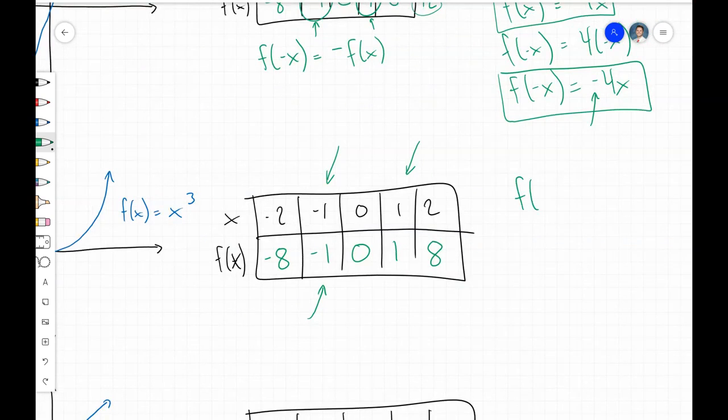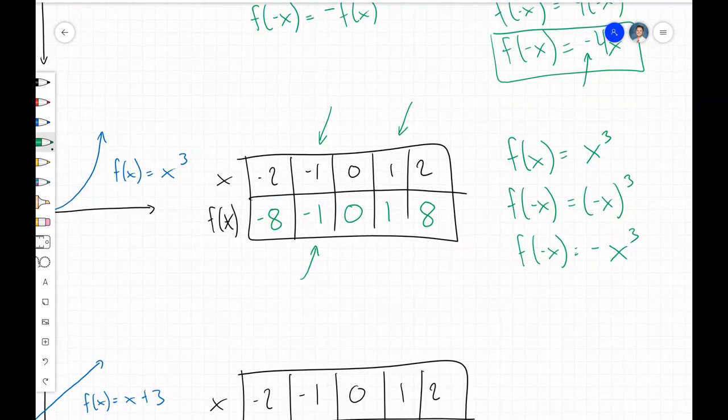So again, f of x is equal to x cubed. And so f of negative x will equal negative x cubed. And we know that negative x cubed will equal negative x cubed. And so again, we can see that f of negative x is going to be the opposite of f of x. In other words, f of negative x equals negative f of x.